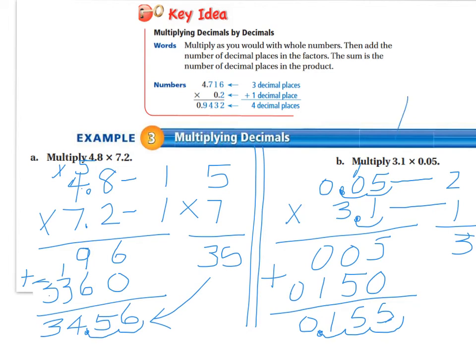Well, looking back at my original problem, 3.1 is close to 3. And 0.05 would be 5/100ths. That is a very small number, closest to 0. 3 times 0 is 0. And comparing that to my answer of 0.155, that's 155 out of 1,000. That is also very close to 0, so my answer is reasonable.